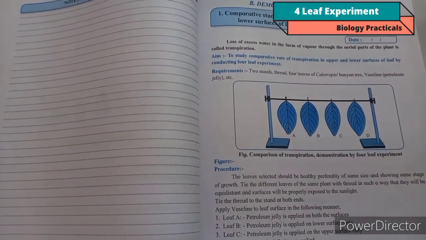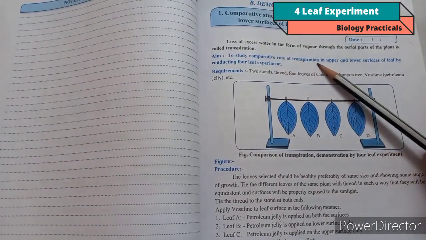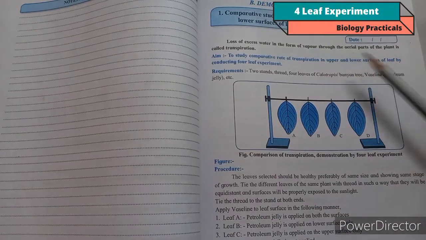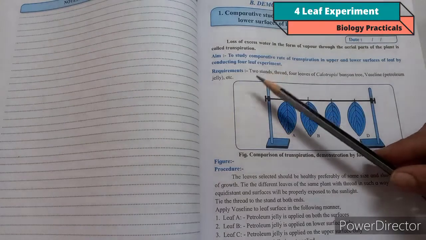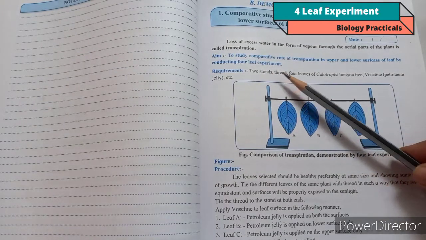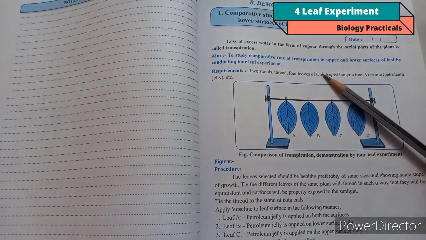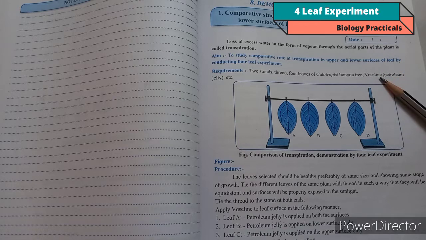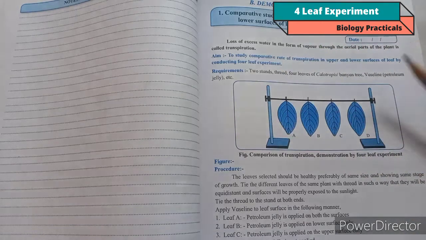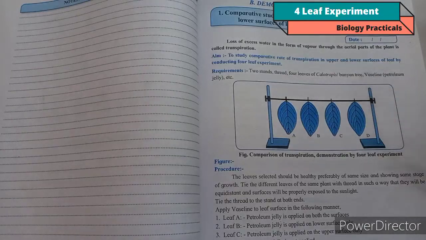As today we are going to study the comparative rate of transpiration in the upper and lower surface of the leaf by conducting the 4-leaf experiment, our requirements are 2-strand thread, 4 leaves of banyan tree. Here I am going to take betel leaves. You can take any leaf, Vaseline, brush, etc. So these are our requirements.